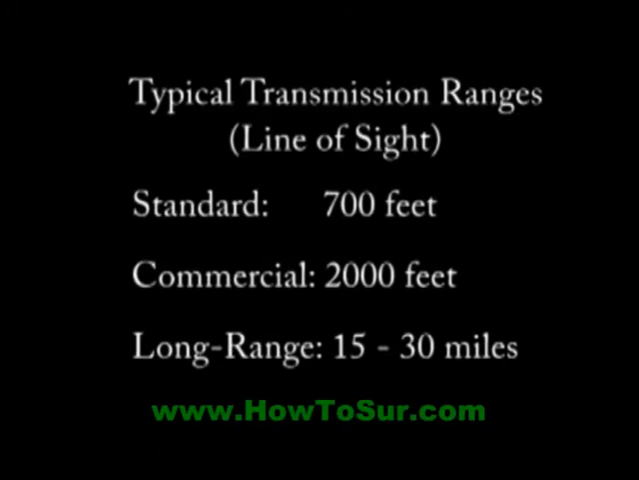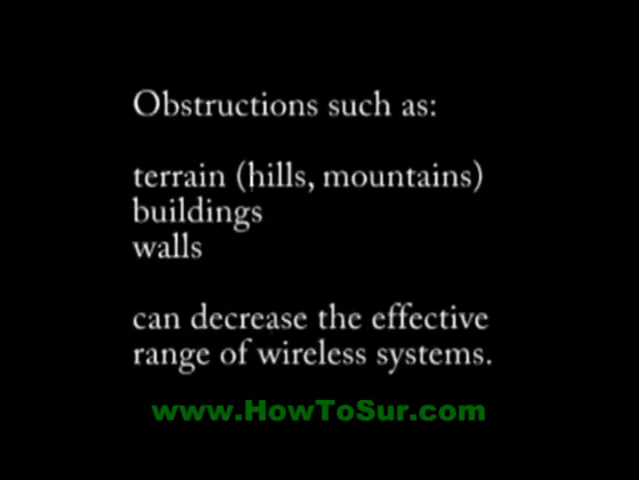Now, it's important to note that the distances given here are for line of sight. That means no obstruction between the transmitter and the receiver and a clear line of sight between the two. Any obstructions are going to decrease the transmission range. So you need to keep that in mind when you're implementing one of these systems.